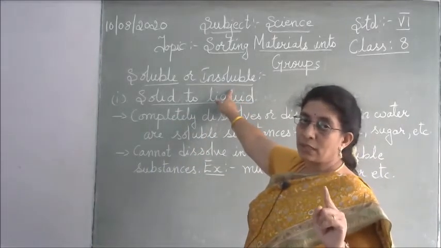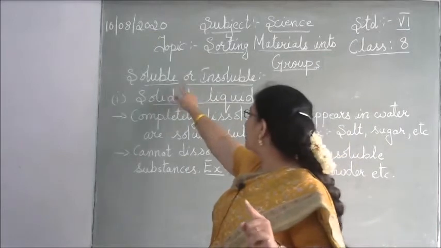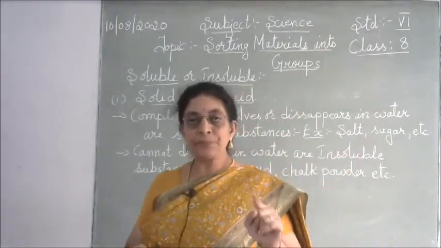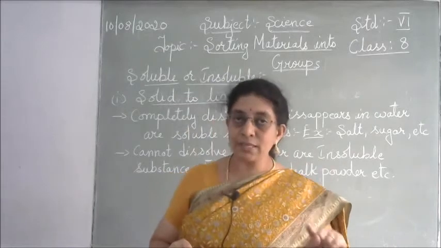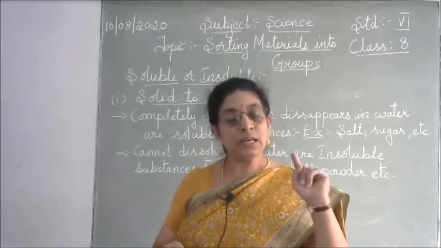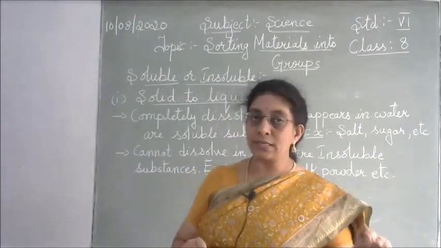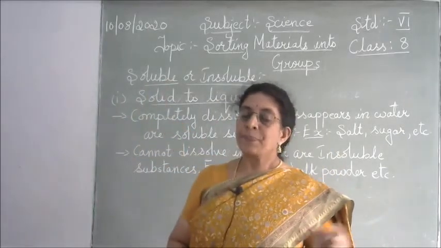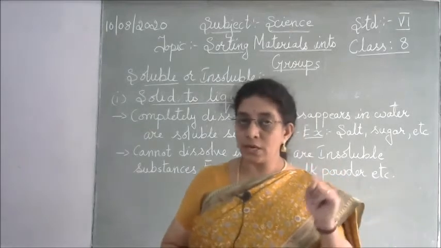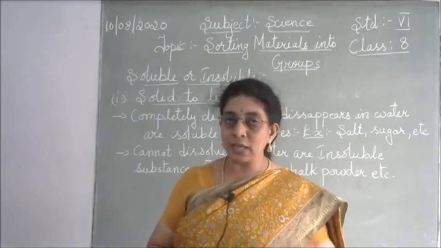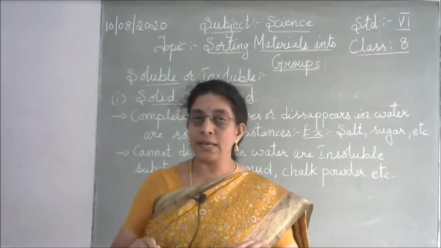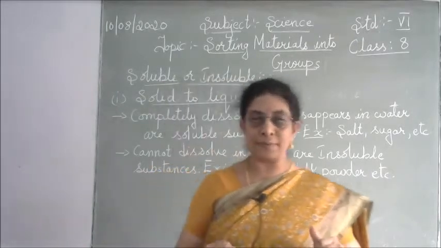Now I think you will know the difference between soluble and insoluble. Soluble means the solids which can dissolve themselves completely in water. Such solid substances are called soluble substances. And the solid substances which cannot dissolve themselves in water are called insoluble substances.